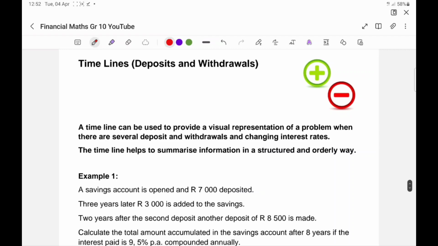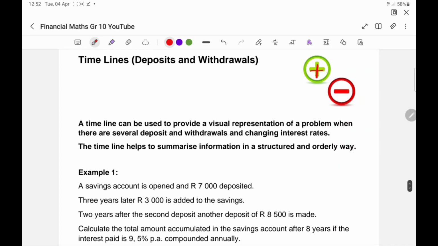Now we get to the grade 10 syllabus, which we haven't really done in grade 8 and 9. I know that we have done some of these with some of our grade 9s just to push them a little bit, but not everybody has done this. So, timelines, deposits and withdrawals. As you can see, there's a plus and a minus over there, which represents the adding and subtracting of money into an investment.